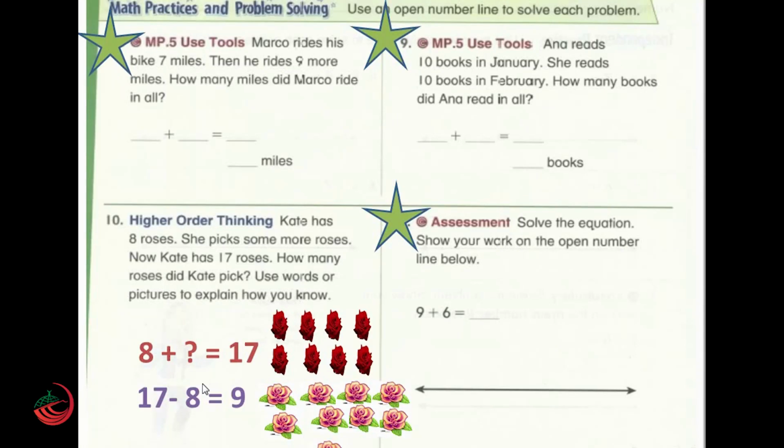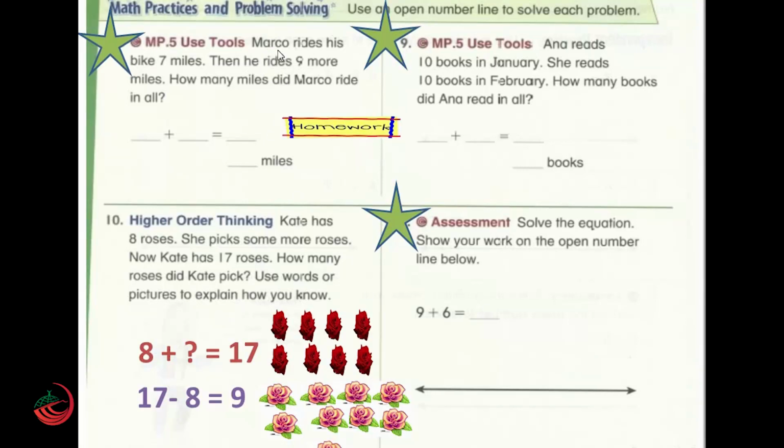Okay, guys? So that was it for today. That's it for today. And the ones that have stars are homework. Okay, so let me read the homework for you. Here he said use an open number line to solve each problem. So do the number line like the one we did on the last page.